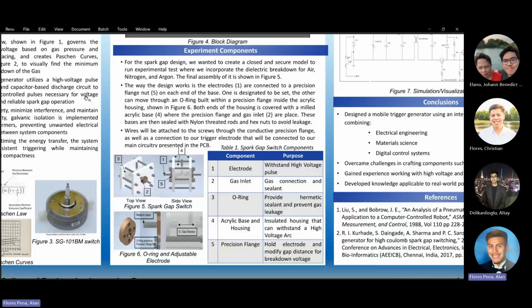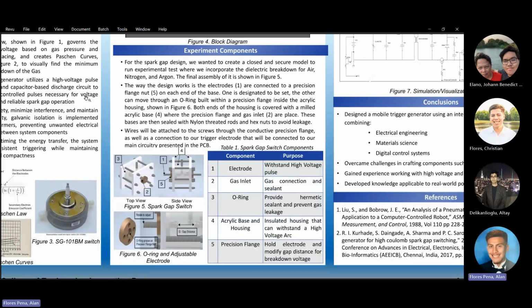For the spark gap design, we wanted to create a closed and secure model to run experimental tests where we incorporate the dielectric breakdown for air, nitrogen, and argon. Final assembly of it is shown in figure 5 using Autodesk Inventor. The way the design works is the electrode, which is labeled part 1, are connected to a precision flange nut, which is part 5, on the end of the base. One is designated to be set, the other can move through an O-ring built within a precision flange inside the acrylic housing, which is shown in figure 6 below.